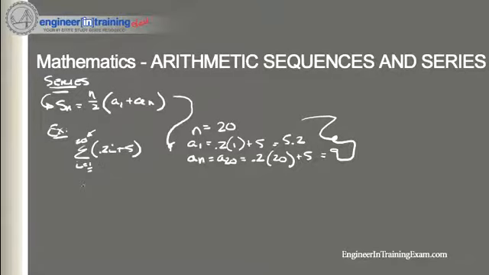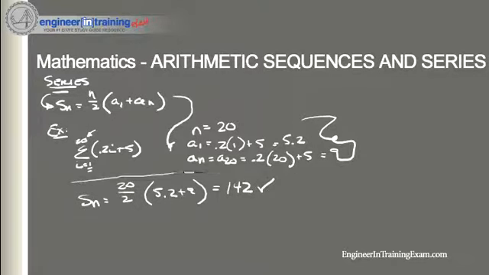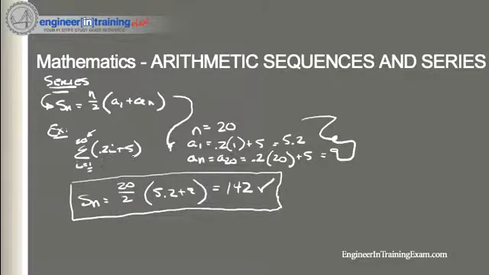So now we have all the information that we need to plug into our general equation to determine the arithmetic series of this sequence. Just plugging in those numbers, we get S of n is equal to 20 divided by 2 times 5.2 plus 9, and that is equal to 142. So what this is telling us is that the first 20 terms of the arithmetic sequence defined by 0.2i plus 5 sum to 142.